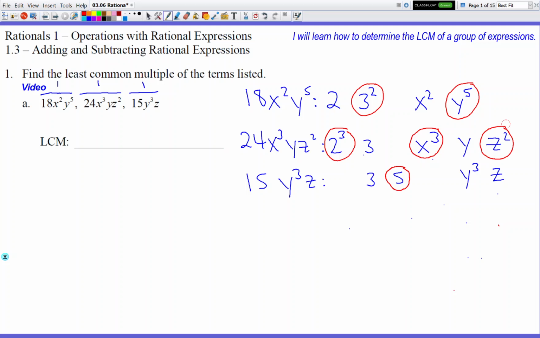So when we put all these pieces together, like the 2 to the third, the 3 squared, the 5, the x to the third, the y to the fifth, the z squared, when I put all these red circles together, they're going to represent my LCM. Okay, the hard part is you've got to multiply all these numbers now.